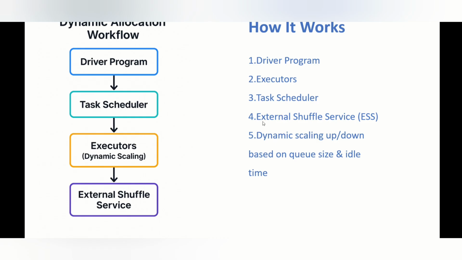So now what will happen? Suppose the external shuffle service is used, then dynamic scaling up or down based on the queue size or idle time that we have discussed will happen. Now, what is number 4? External shuffle service.